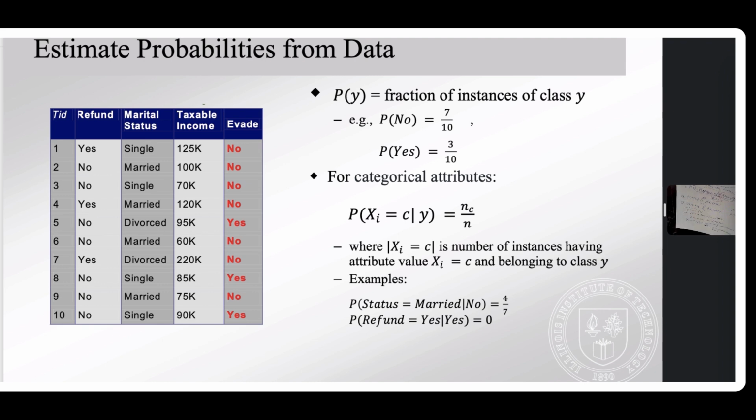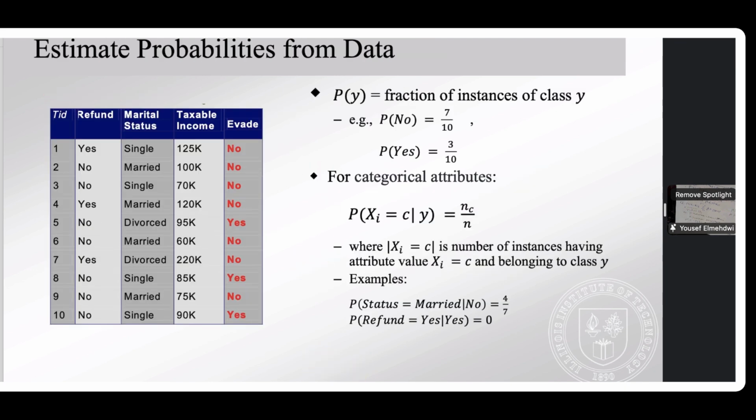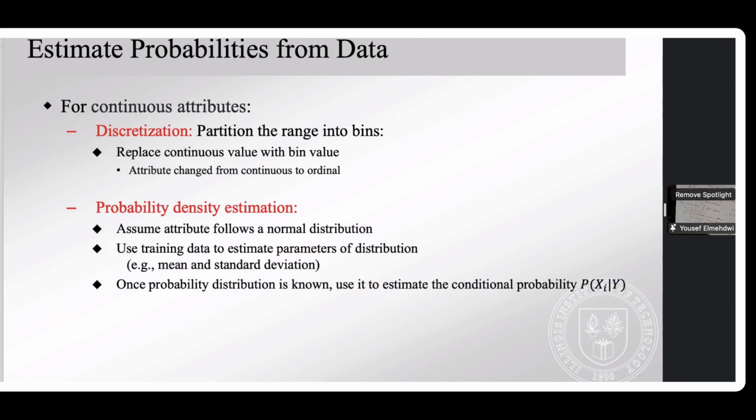Now the question is, how can we estimate the conditional probability for a continuous attribute? Here we have a continuous attribute, which is income. I cannot use the same formula that I use for a categorical attribute, so we have another way to do it. There are different ways, and that's what we're going to look at.